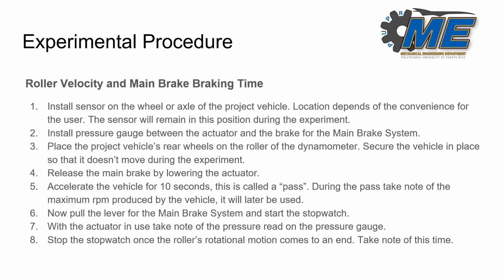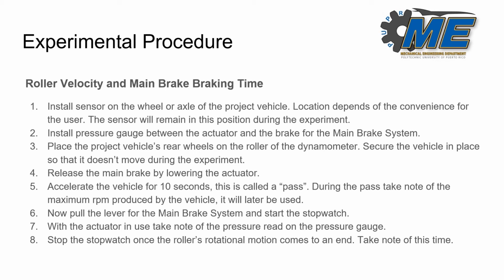We need to place the project vehicle's rear wheels on the roller for the dynamometer. We have to secure the vehicle in place so that it doesn't move during the experiment. Release the main brake system by lowering the actuator. We have to accelerate the vehicle for 10 seconds. This is going to be called a pass. During the pass, we are going to take note of the maximum RPM produced by the vehicle. It's going to be used later for our calculations.